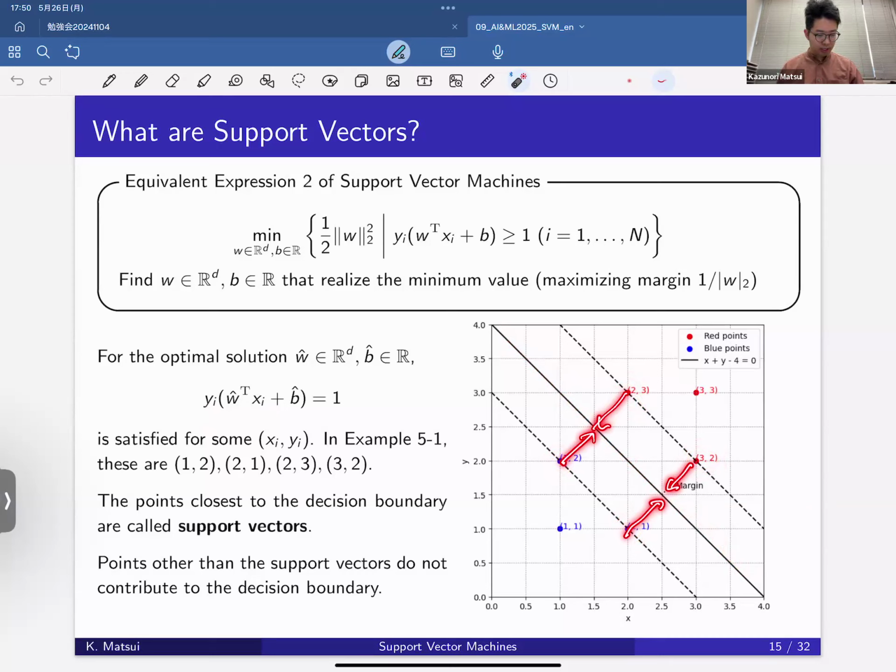The important thing is that points like (1, 1) and (3, 3), these two points, are actually irrelevant for maximizing the margin. Points other than support vectors do not contribute to the decision boundary. So no matter how many points there are far from this decision boundary, the result doesn't change. In this sense, it has the property of being robust to outliers.